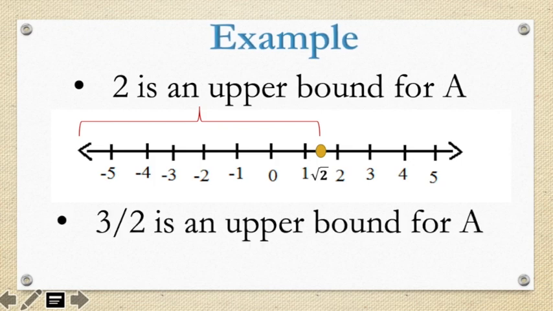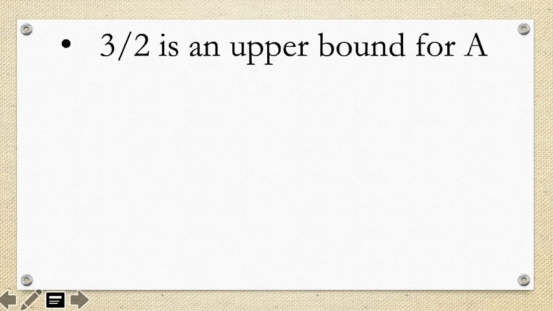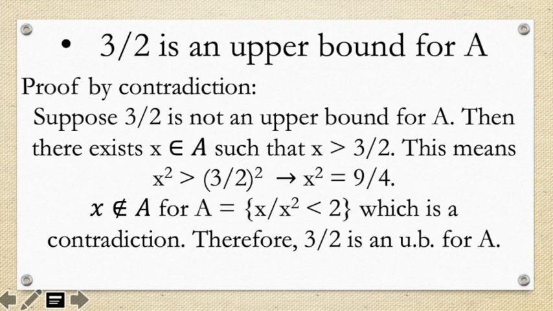How about 3 halves? 3 halves is an upper bound for A as well. But how do we know that it is an upper bound for A? Here is a short proof. Proof by contradiction. Suppose 3 halves is not an upper bound for A. Then there exists x in A such that x is greater than 3 halves. This means x squared is greater than 3 halves squared, which implies x squared is greater than 9/4. So then, x is not in A, for set A is the set of all x containing x squared less than 2, which is a contradiction. Therefore, 3 halves is an upper bound for A.